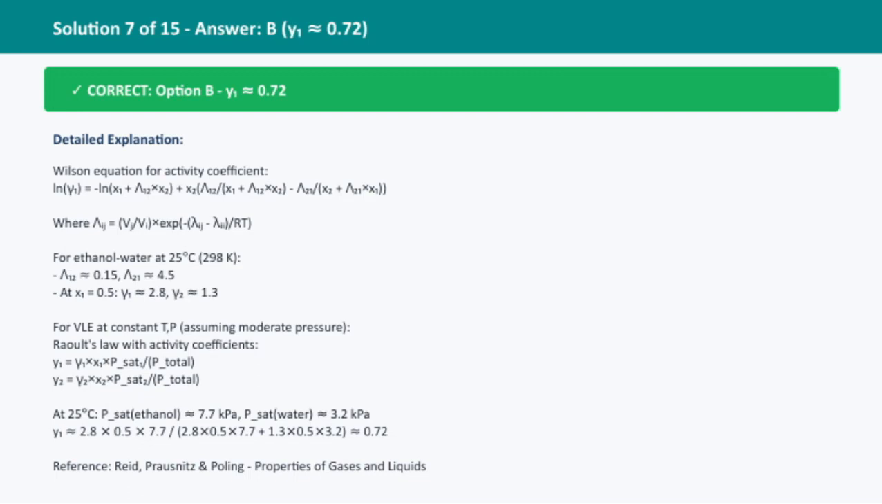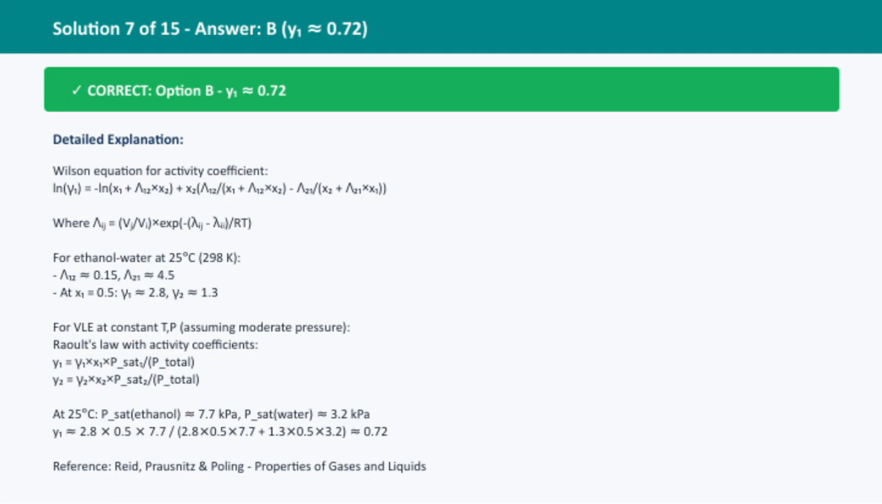Now, let's look at the Wilson equation, which helps us calculate the activity coefficient in mixtures like ethanol and water. This equation accounts for molecular interactions and volume differences, giving us a more accurate picture than ideal models. For ethanol-water at 25 degrees Celsius, the parameters show that the activity coefficients deviate significantly from 1, meaning non-ideal behavior. Using these values, we can apply Raoult's law with activity coefficients to find the vapor phase composition.